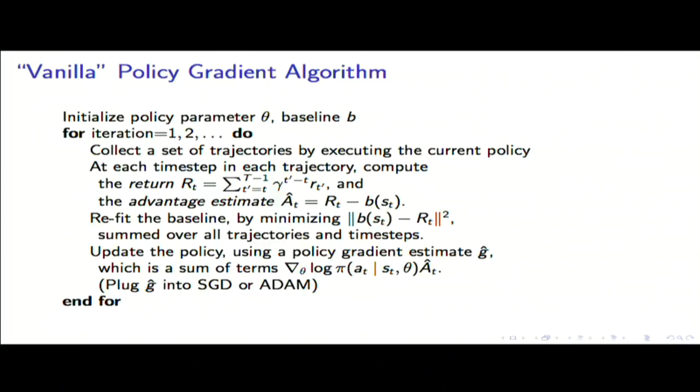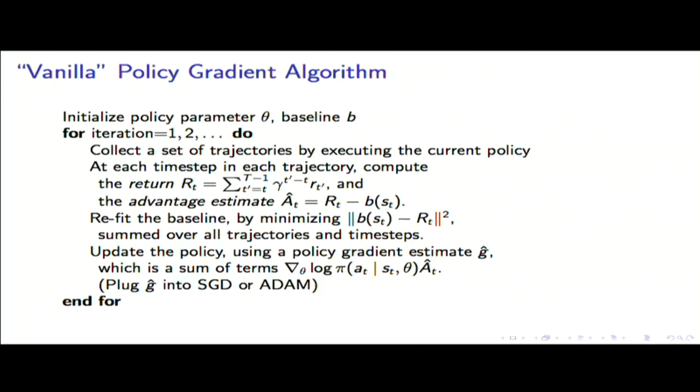How do we update the policy? We just plug that into a stochastic gradient descent algorithm, either SGD, or you can plug it into a fancier algorithm like Adam, which will introduce a diagonal rescaling.